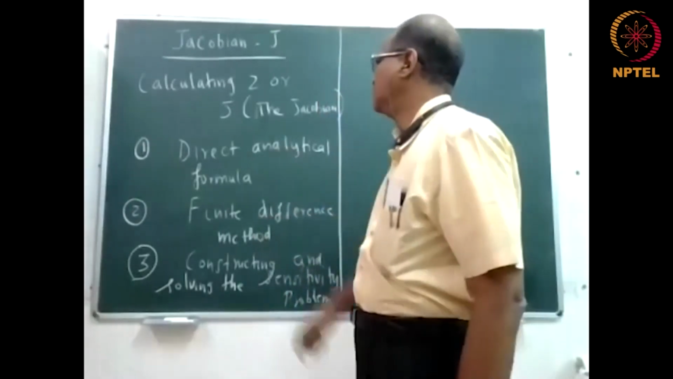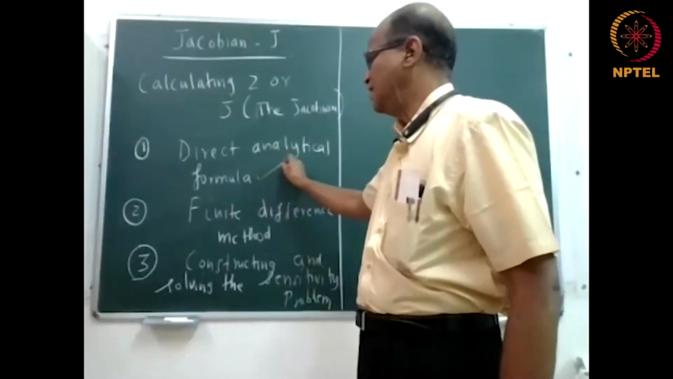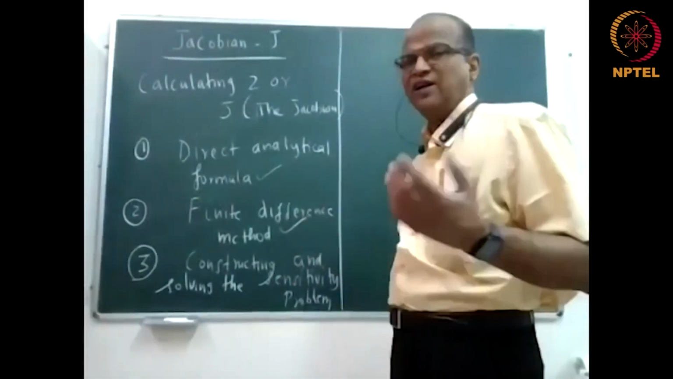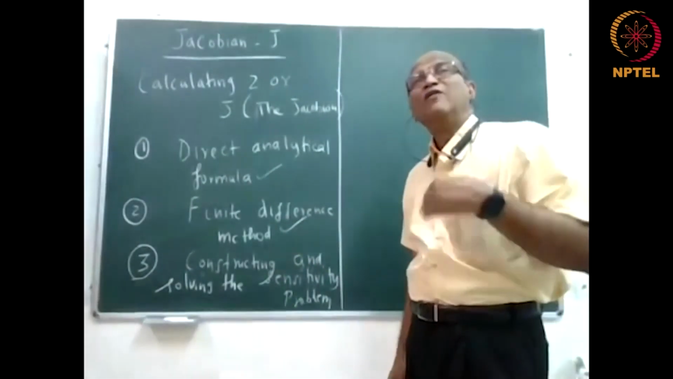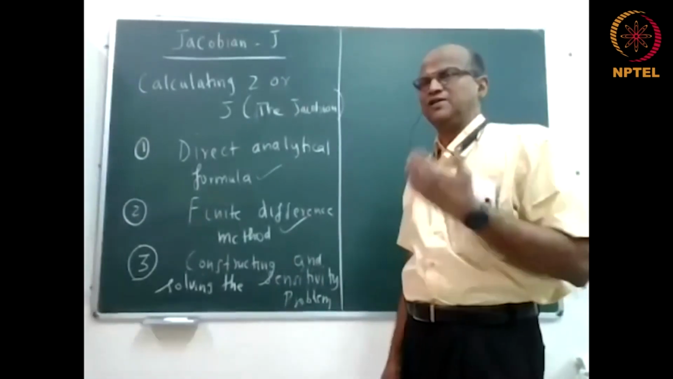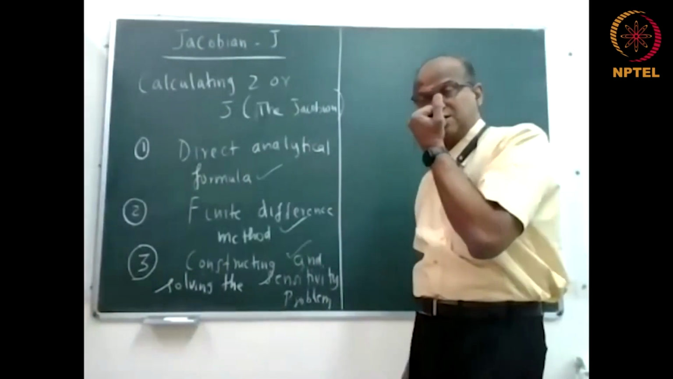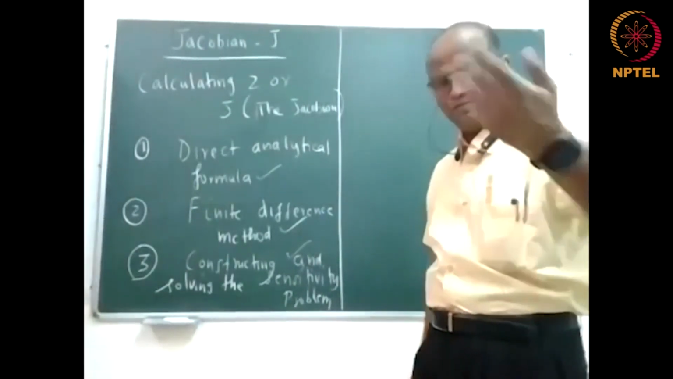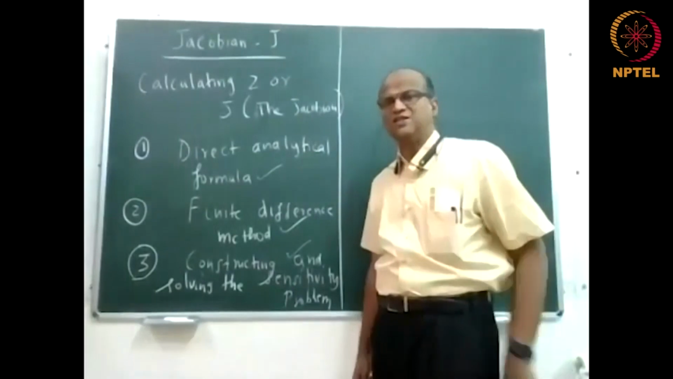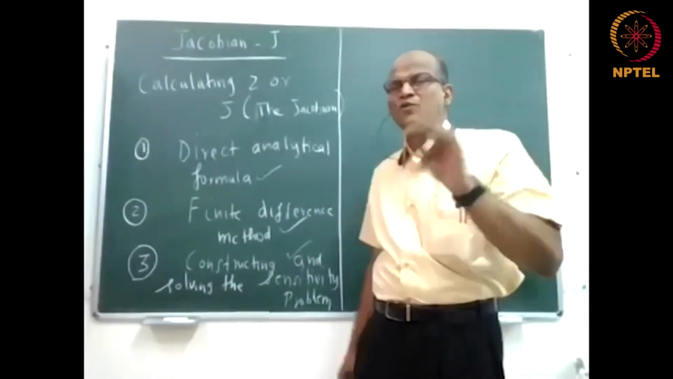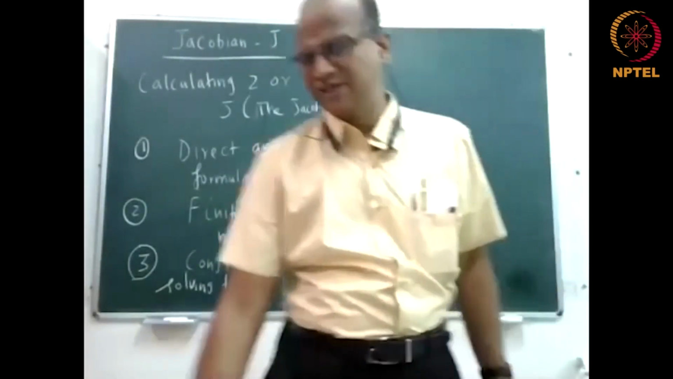All right. So you can calculate with a direct analytical formula. That's what we did in our class. Or you can also do it by the finite difference method if analytical evaluation of the Jacobian becomes very difficult. Or you can construct and solve what is called the sensitivity problem. That is, you construct a sensitivity problem and solve it either analytically or numerically. For a very simple case, I will demonstrate this in today's class.